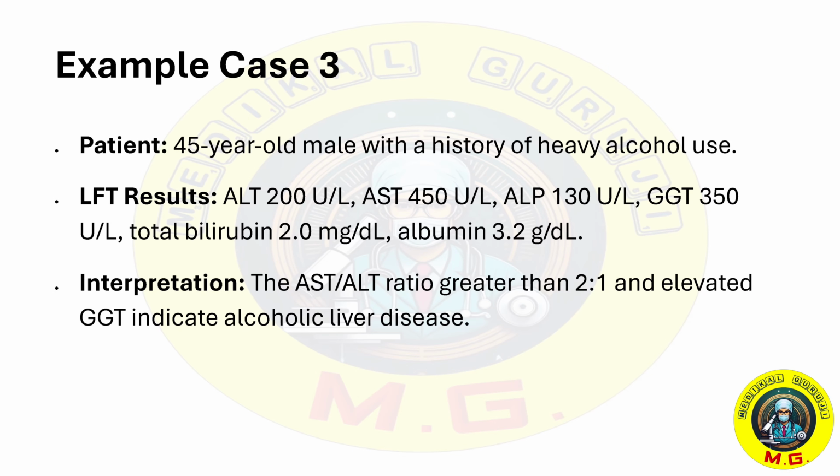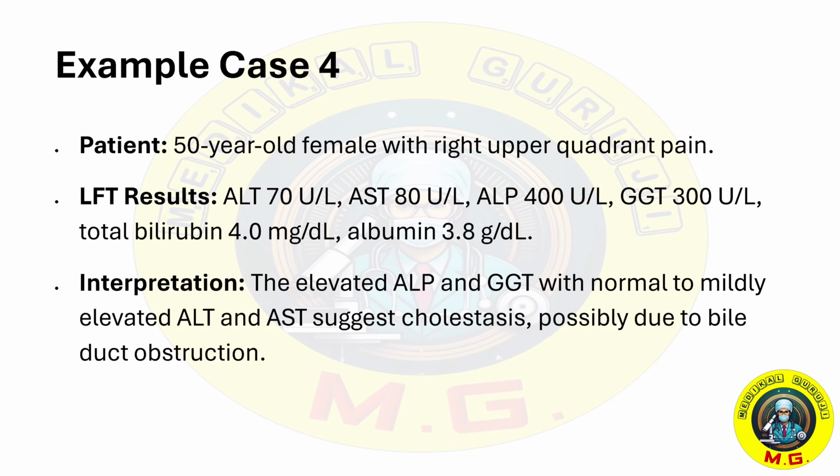Let's see the third example. A 45-year-old male presents with a history of heavy alcohol use. His LFT results are ALT 200 units per liter, AST 450 units per liter, ALP 130 units per liter, GGT 350 units per liter, total bilirubin 2 mg per deciliter, albumin 3.2 grams per deciliter. Comment your interpretation in the comment box. In this case, the AST to ALT ratio is greater than 2:1 and elevated GGT indicates that it's alcoholic liver disease.